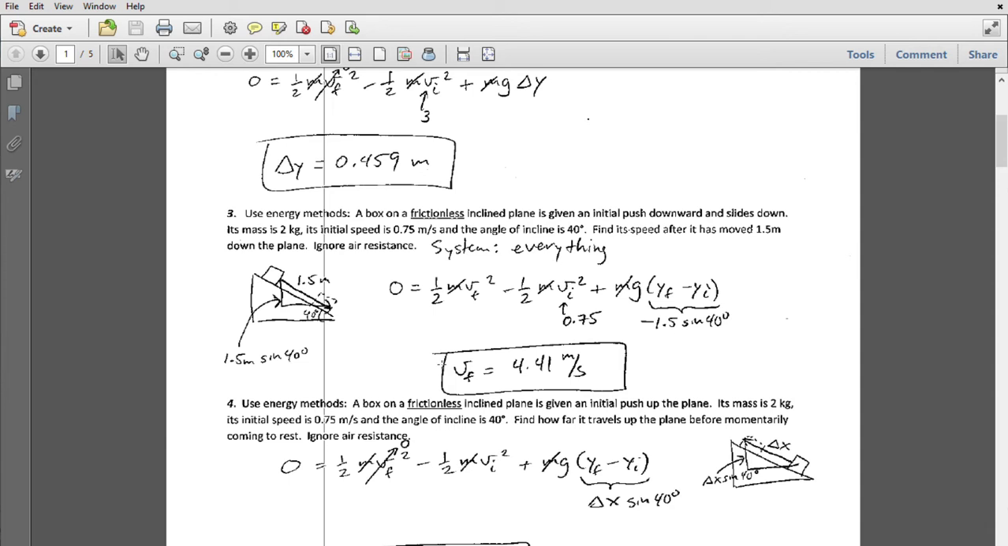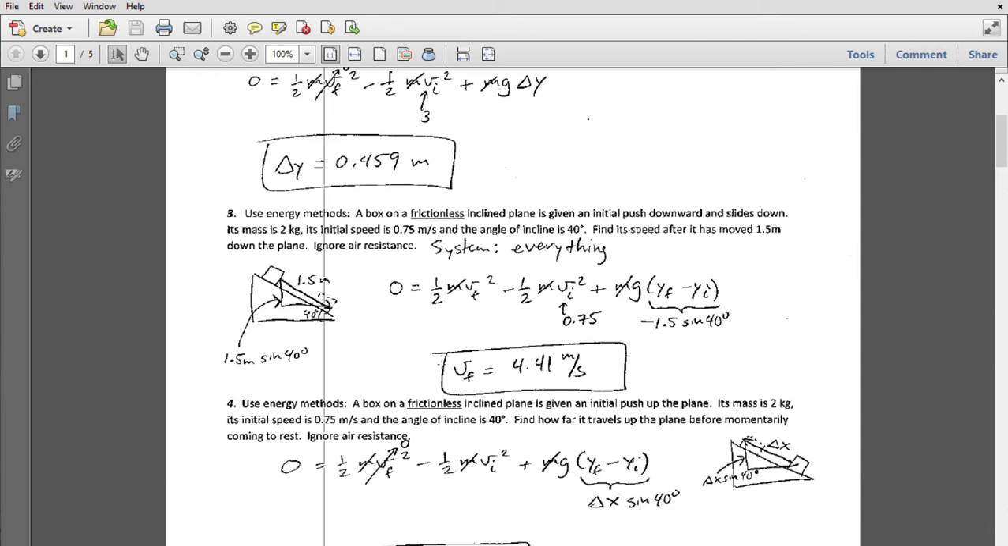Use energy methods. A box on a frictionless inclined plane is given an initial push downward. So we give it a shove in the direction down the plane. There's no friction, and it slides down. Its mass is 2 kilograms. Initial speed is 0.75 meters per second. And we're given the angle of the incline. Find its speed after it has moved 1.5 meters down the plane, ignoring air resistance.